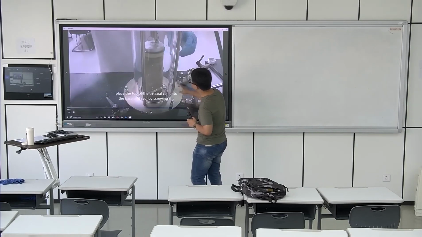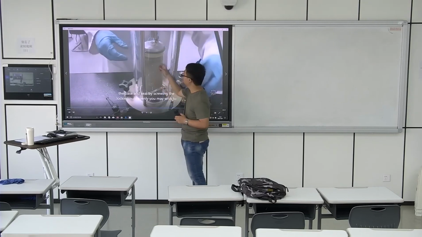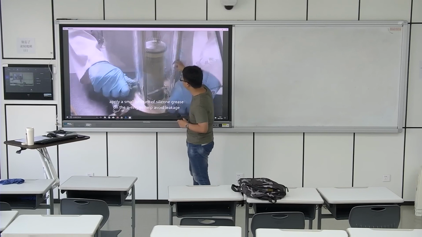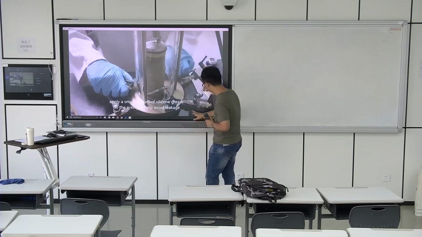Yeah, this is sealed by screwing the locking nuts evenly. You may wish to apply a small amount of silicone grease on the base and enter the opening to help avoid water leakage.